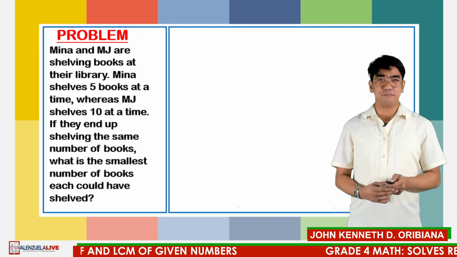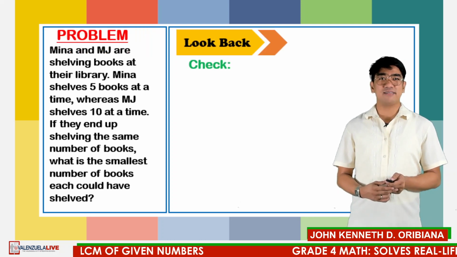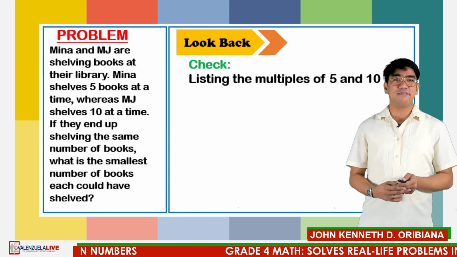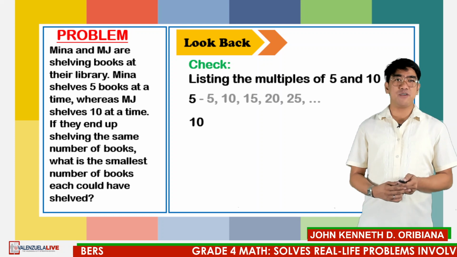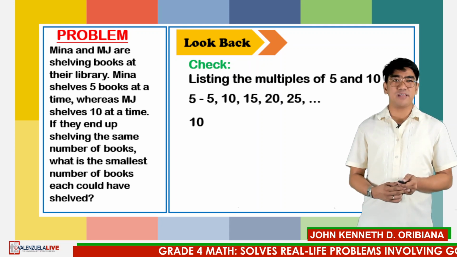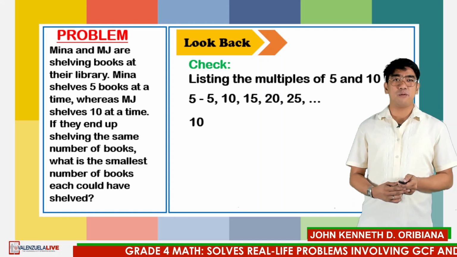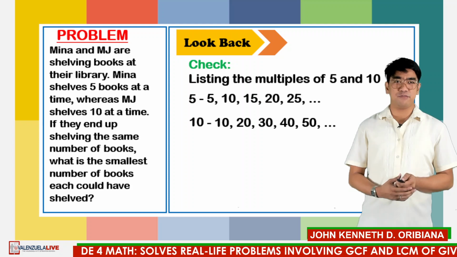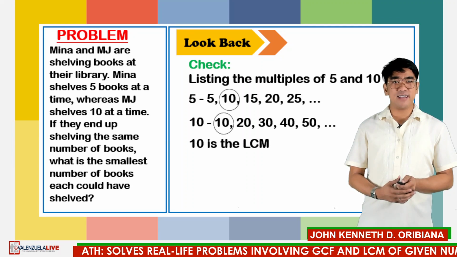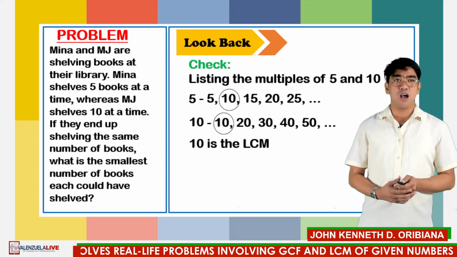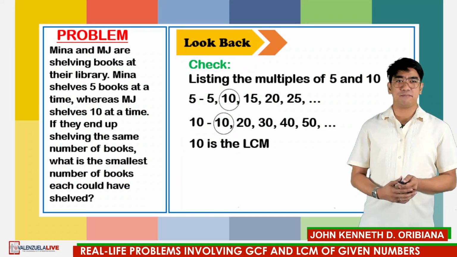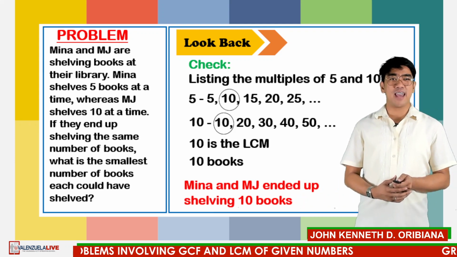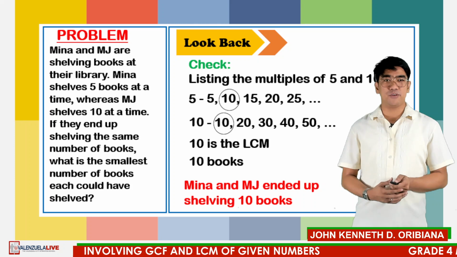For the last step, which is look back, let us check. List all the multiples of 5 and 10. For 5, we have 5, 10, 15, 20, 25, and so on. While for 10, we have 10, 20, 30, 40, and 50. As you can see, 10 is the LCM of 5 and 10, or 10 books. Therefore, Mina and MJ ended up shelving 10 books.